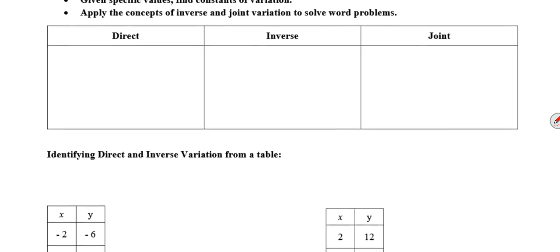We're just trying to identify the relationships. All right, so there's three different relationships: direct, inverse, and joint. And you kind of combine some of those, which we'll see later. But the basic idea is that a direct variation will look like this: y equals kx. An inverse variation would be y equals k divided by x. And a joint variation would be y equals k times x times z.